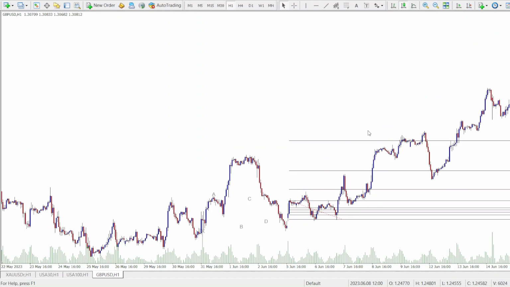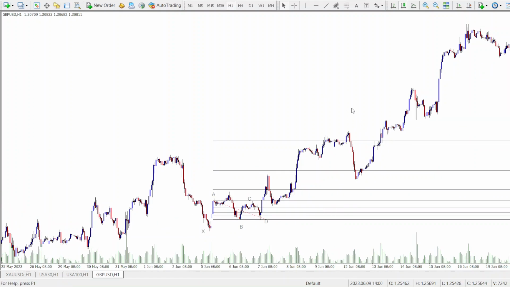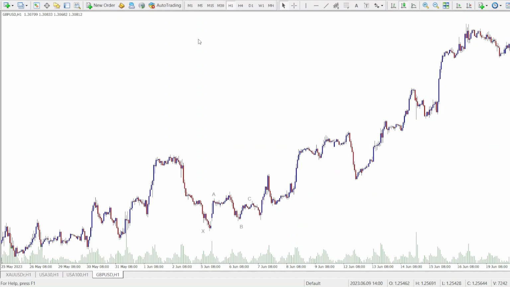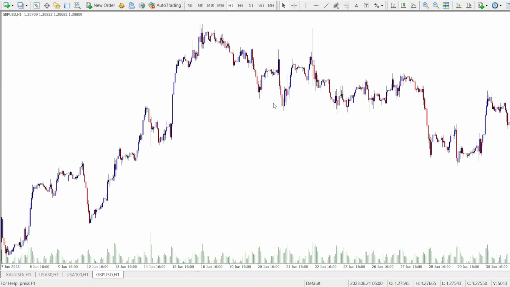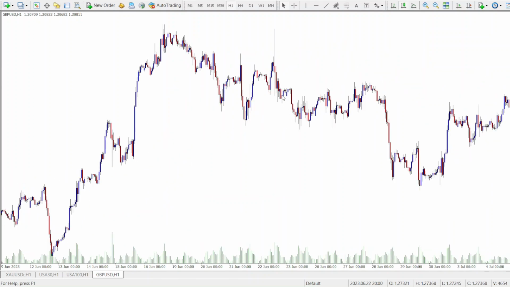Okay, now let us see if we can find an example for the bearish bat pattern. Let us see if we can find a good example for the bearish bat pattern.